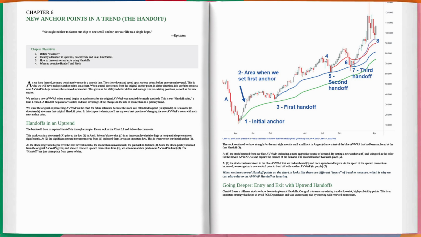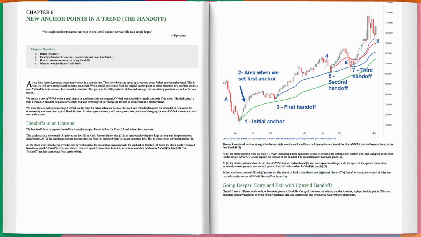By setting a new anchor at 5 and using red as the color for the newest AVWAP, we can capture the essence of the demand. The second handoff has taken place, 5. At 7, the stock continued down to the blue AVWAP that we had anchored at 3 and once again found buyers. As the speed of the upward momentum increased, we recognized a new control point to hand off with another AVWAP in purple, 7. When we have several handoff points on the chart, it looks like there are different layers of trend to measure, which is why we can also refer to an AVWAP handoff as layering.